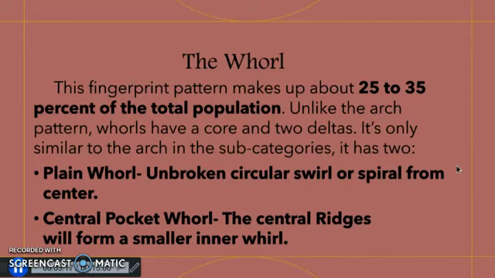Okay, and let's go ahead and discuss the whorl. This fingerprint pattern makes up about 25 to 35% of the total population. Unlike the arch pattern, whorls have a core and two deltas. It's only similar to the arch in the subcategory. It has two. There is a plain whorl, an unbroken circular swirl or spiral from the center. And there's also the central pocket whorl. The central ridges will form a smaller inner whorl.